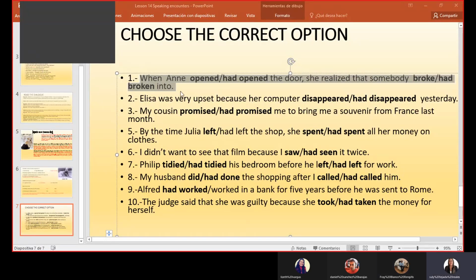¿Cuál creen ustedes that is the correct? When Annie opened the door, she realized that somebody had broken into. Yes, correct. Daniel, mira, esto es algo que ya pasó. Cuando Annie abrió la puerta, ella se dio cuenta que alguien irrumpió y entró.